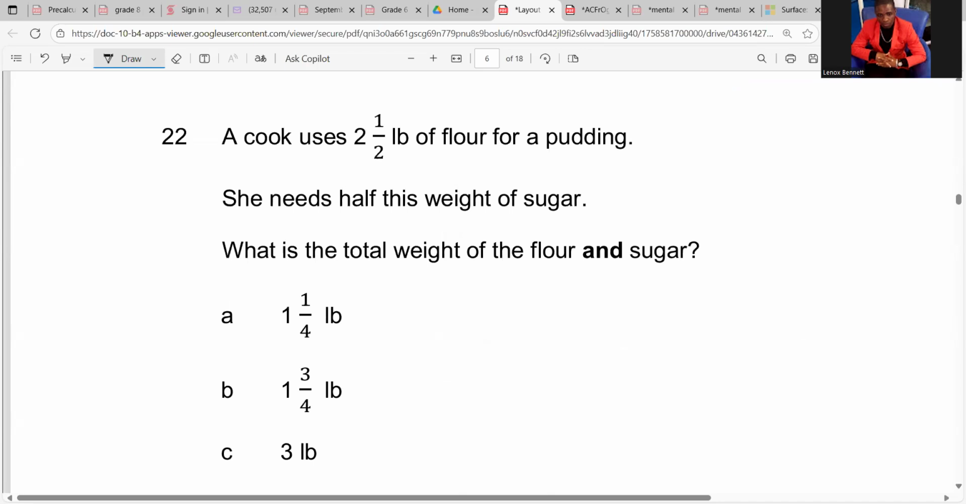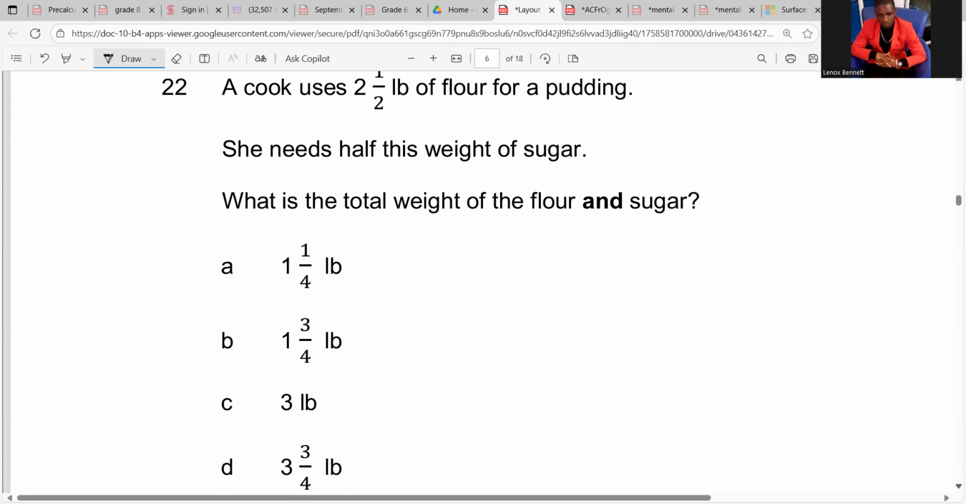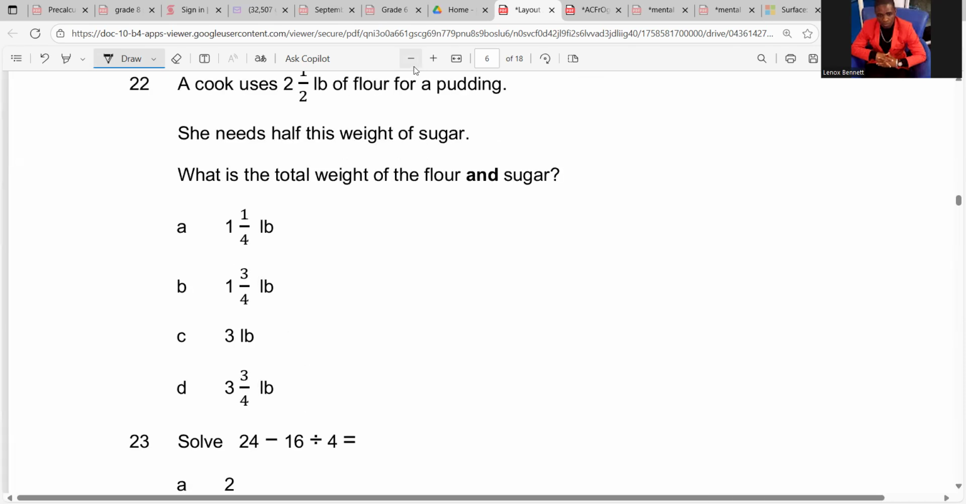Oh, I need to show D. Hold on. Option D not in there. Mm-hmm. Mosquito will bite me.